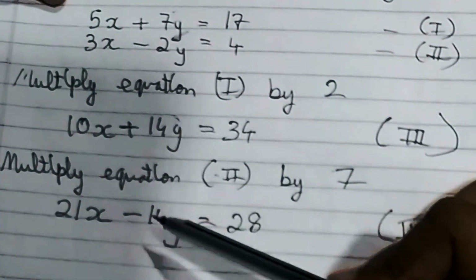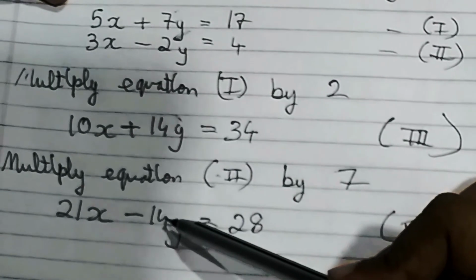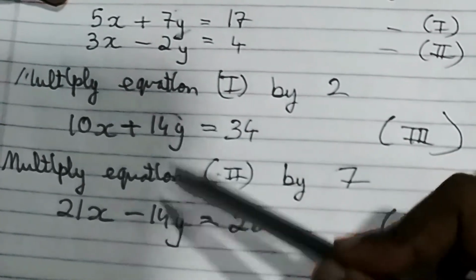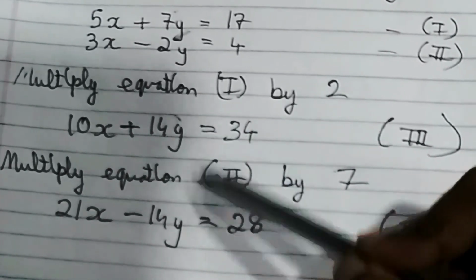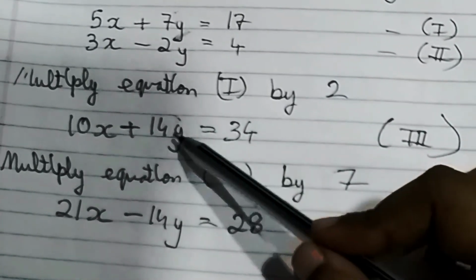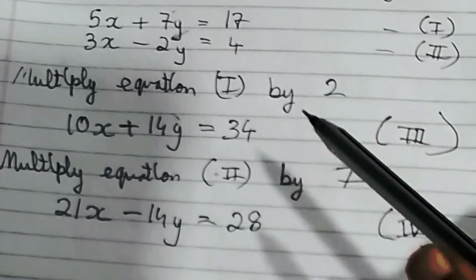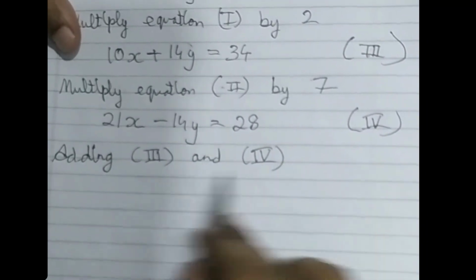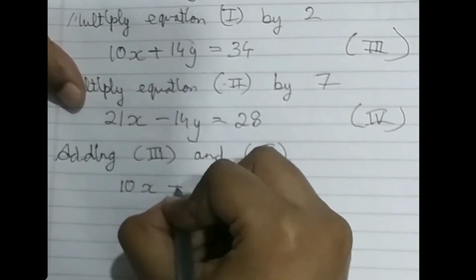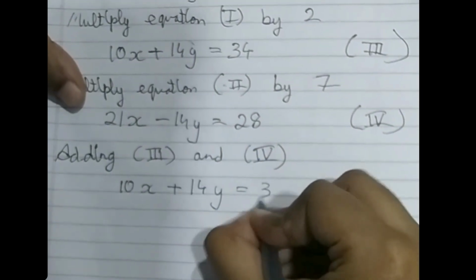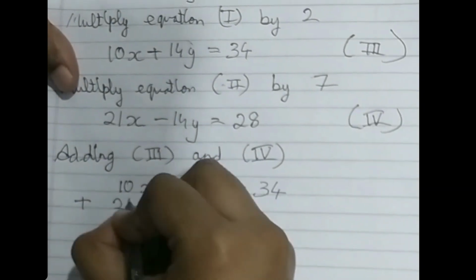Now here see, the coefficient of y is opposite, that is plus 14 and minus 14. The coefficient of y is opposite in both the equations. So if we add these two equations, the y term will get eliminated. It will get removed. Adding equations 3 and 4, we will add 10x plus 14y is equal to 34, plus 21x.